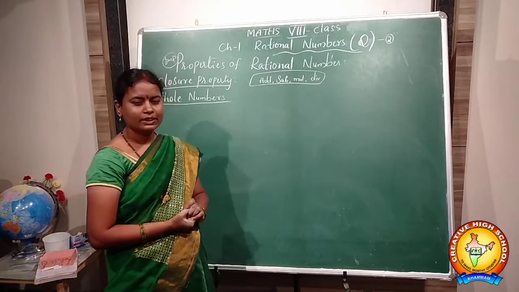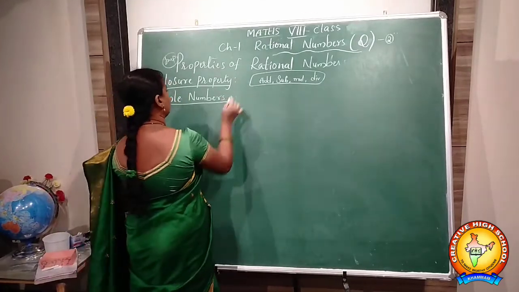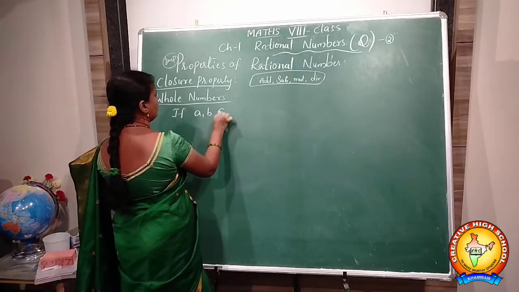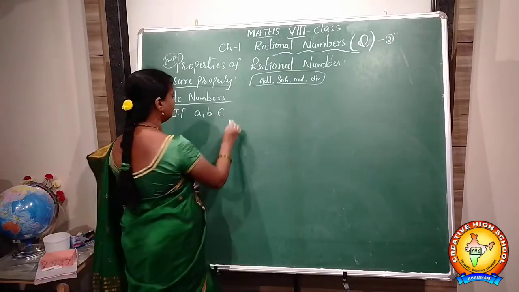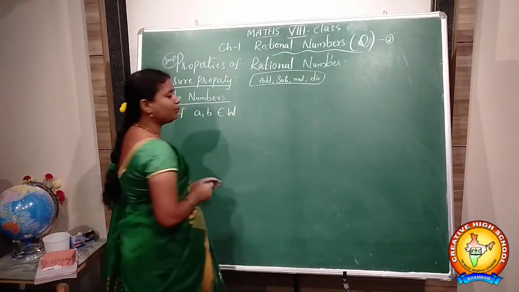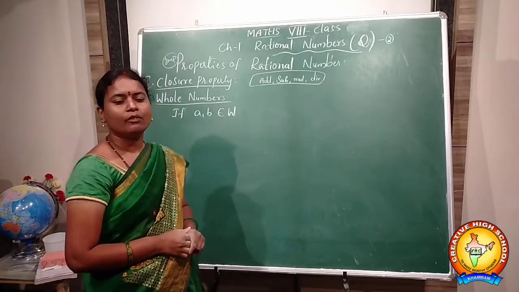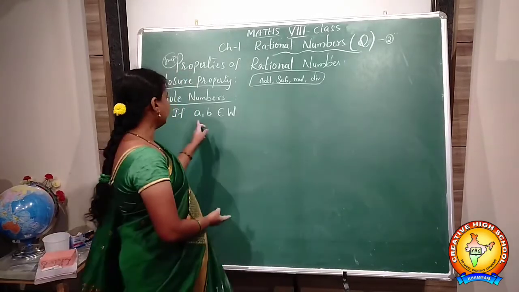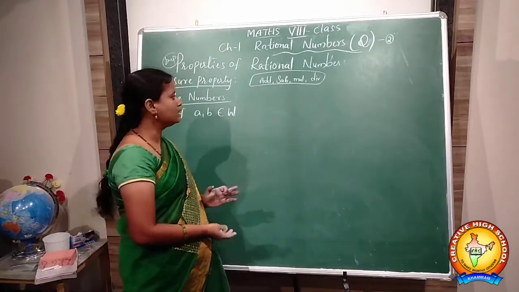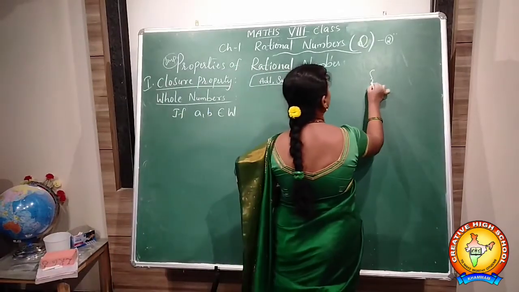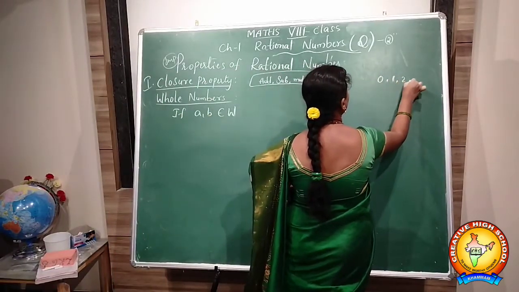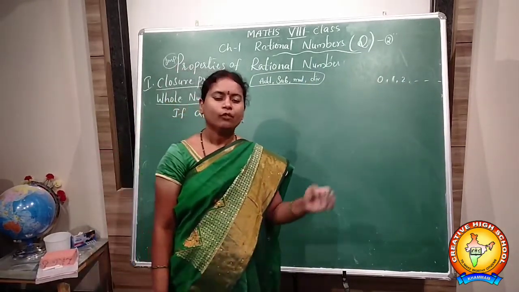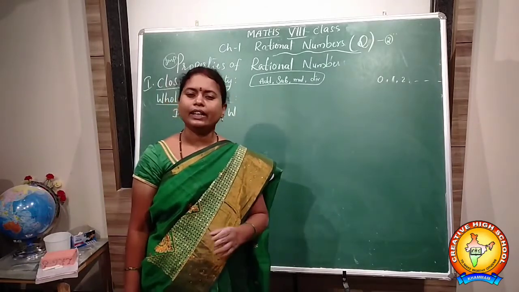Whole numbers. What are whole numbers? It starts from 0. So closure property: if a and b belong to whole numbers, here what are a and b? We can take any number from the whole numbers. So we should take from 0 onwards only. Yes, 0, 1, 2, 3, 4, 5, 6, 7, 8. From these numbers only we can take any two numbers.